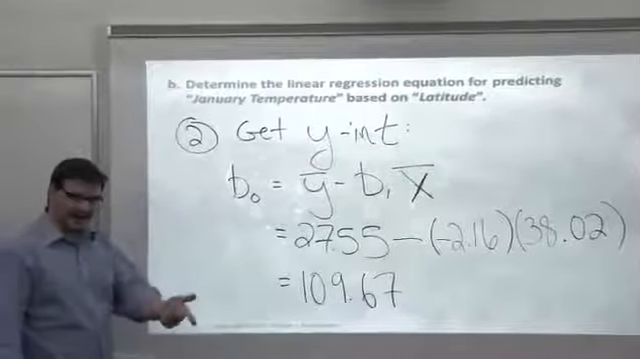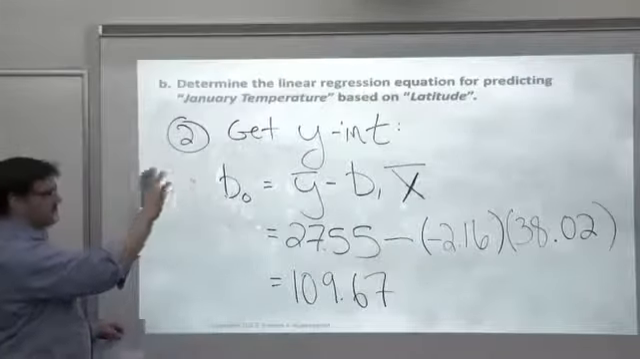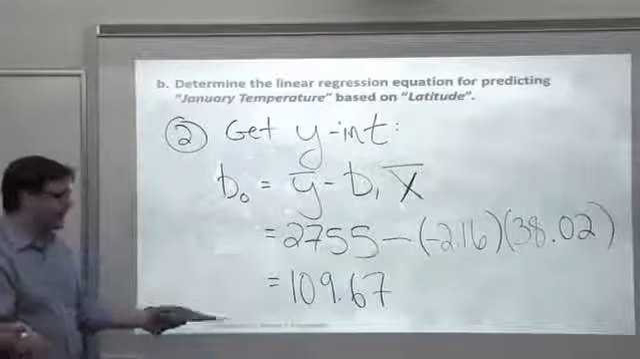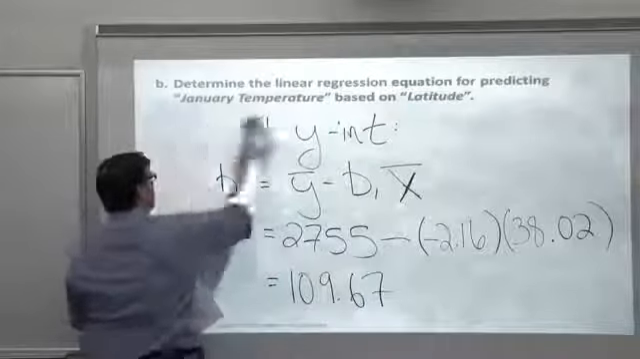We've got the slope, we've got the y-intercept. Last thing, determine the linear regression equation. We've got to write it all out. Okay, so part 3 of this process. Here we go.